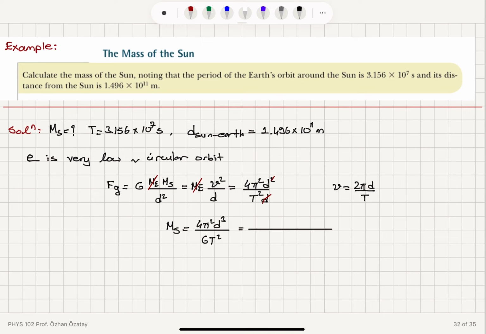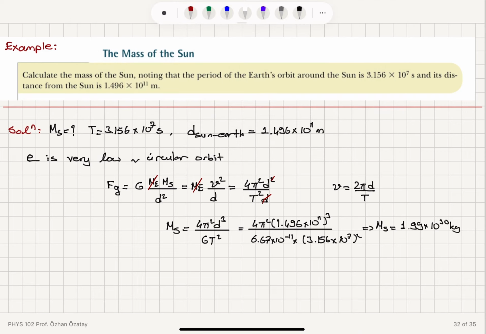We have 4 pi squared times 1.496 × 10^11 cubed, over 6.67 × 10^-11 meters times the period squared, 3.156 × 10^7 squared. So this will give us an answer for the mass of the Sun: 1.99 × 10^30 kilograms.